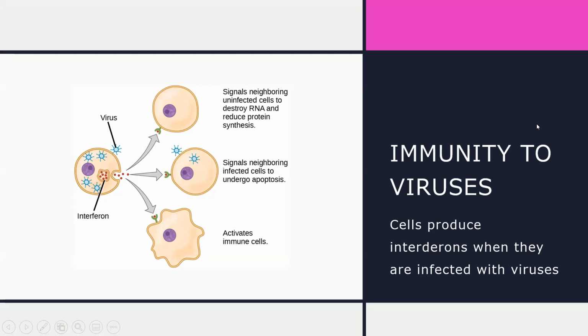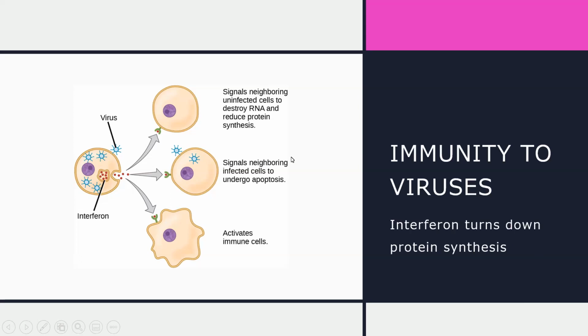Now, when we think about how the cell reacts, we produce interferon when we get infected by a virus, right? And so here we can see interferon being produced. Here we see our viral particles. Now, interferon is going to do a couple of things. It's going to turn down protein synthesis, right? So the reason we turn down protein synthesis is, remember, the virus is going to basically hijack our protein synthesis machinery. So we don't want to be making those proteins for the virus.